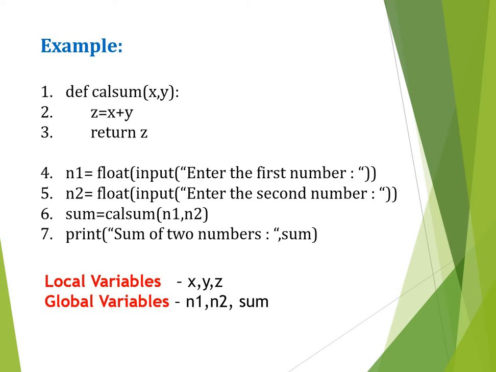Okay, so n1, n2 and sum are defined in the main program. x, y and z are defined inside the function called calsum. As per the definition for scope, n1, n2 and sum are the variables defined in the main program. Those are known as global variables, and x, y and z are defined inside the function. So those variables are known as local variables.